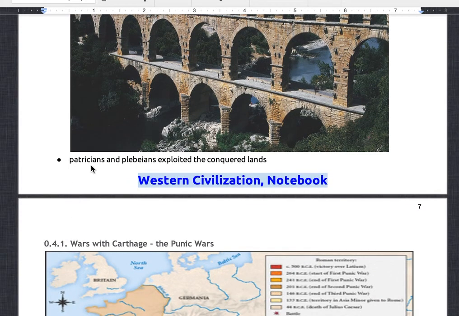Also, in this time period, it's important to note that Rome looked to really exploit conquered lands, and looked at the conquered lands as a way to expand the wealth of Rome and the agricultural produce of Rome. And it was very much an attempt to focus in on growing the glory of Rome through conquest.